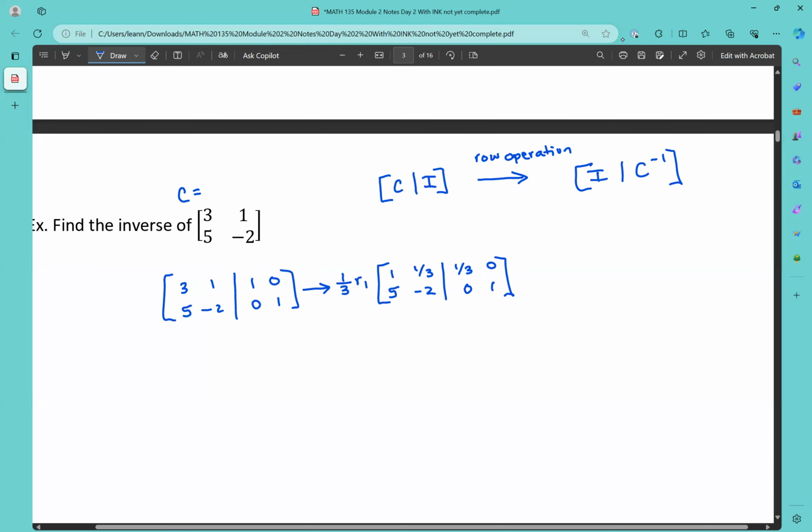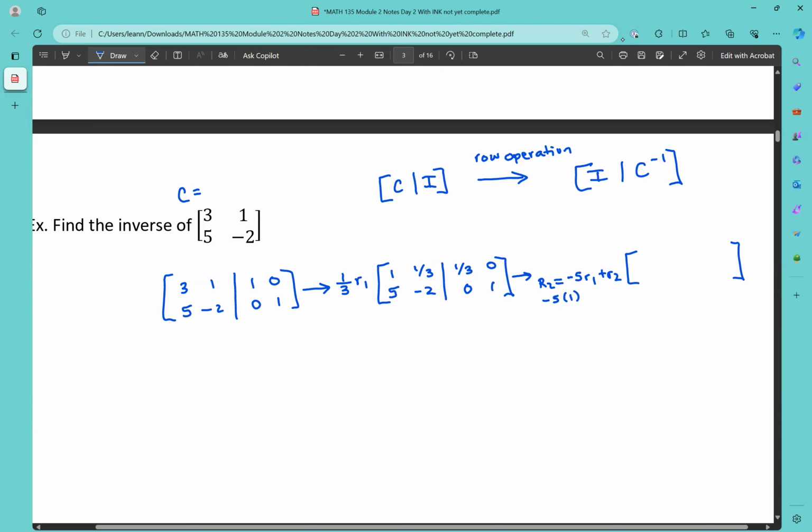Now we're going to use row operation combinations, remember, to get the 0. We're going to zero out that 5. So our new row 2 is going to be, you always use your pivot, your 1, so we're going to do -5 times that row 1 element plus our row 2. And remember, if you need to, write every single one of those operations out. You can write -5 times 1 plus 5, -5 times 1/3 plus the -2, -5 times 1/3 plus 0. In fact, just for this first example, I'm going to go ahead and show all that work.